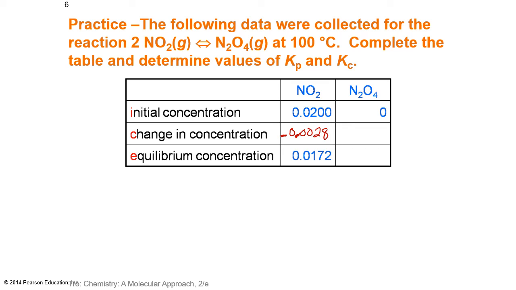To find the change of N2O4, we can use stoichiometry. So we start with the change of our NO2. We know it takes 2 moles of NO2 to make 1 mole of N2O4. So our change for N2O4 is 0.0014, half of the change of NO2. Because it's a product, it's forming, and our concentration is increasing. Because we started with 0 moles of our N2O4, our equilibrium concentration is 0.0014 molar.